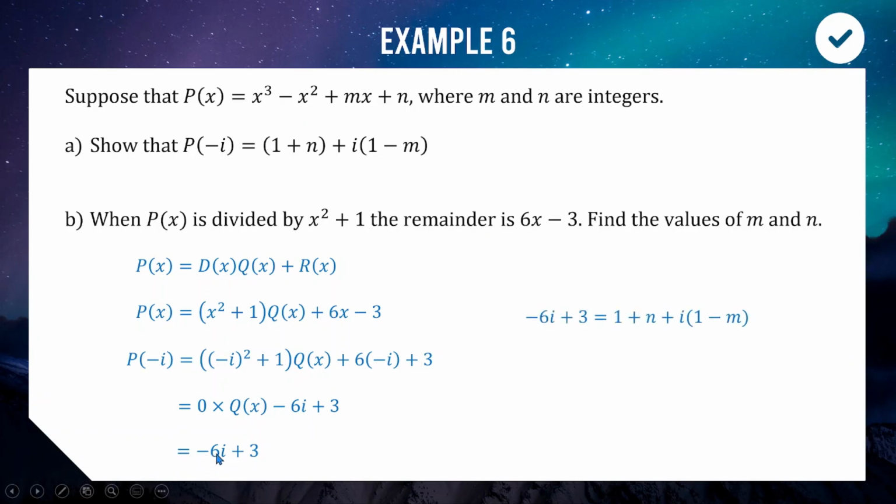So we set minus 6i plus 3 equal to 1 plus n plus i times 1 minus m from part A. If we're comparing these two complex numbers and they're equivalent, it means that the real parts are equivalent and so are the imaginary parts. So 3 is equal to 1 plus n, and minus 6 is equal to 1 minus m. Okay, so we can solve for n and say that n is equal to 2. We can solve for m and say m is equal to 7. And there we have our values of m and n.